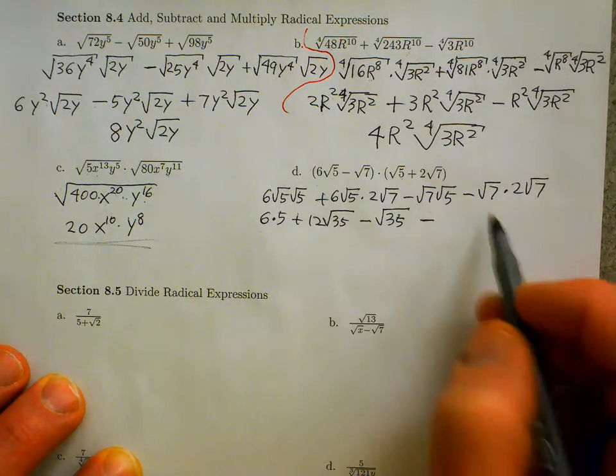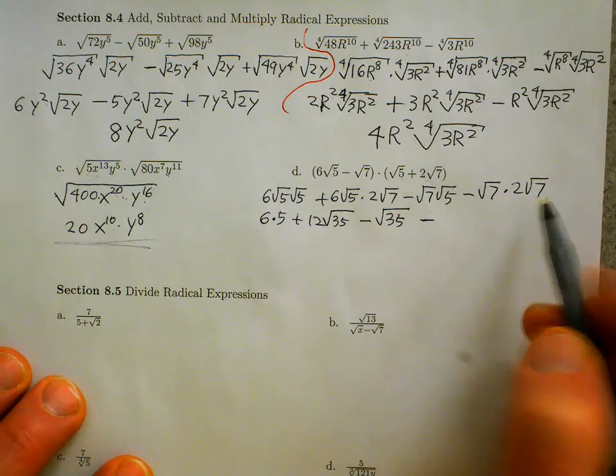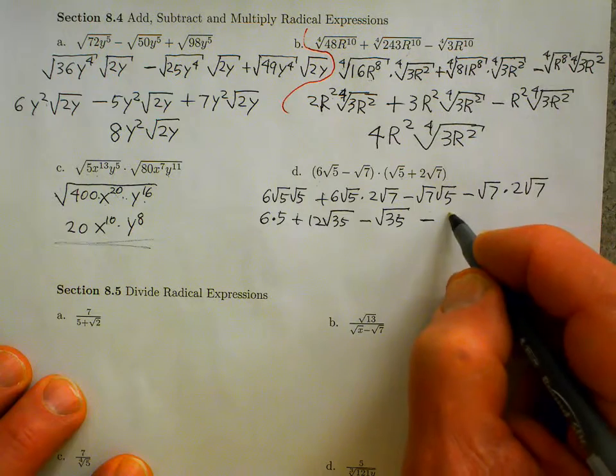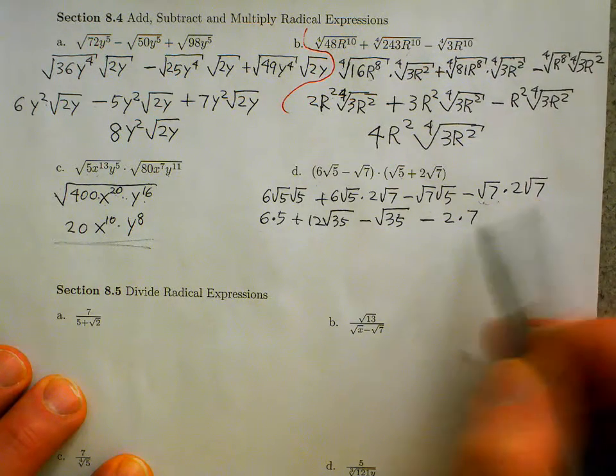And then we're subtracting the square root of 7 times 2 times the square root of 7, which is minus 2 times 7, because the square root of 7 times the square root of 7 is 7.